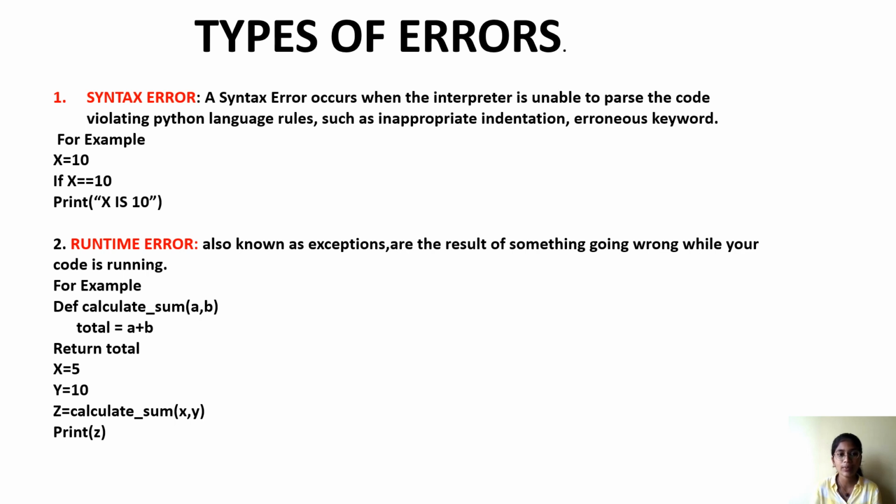Second one is runtime error, also known as exceptions, which are the result of something going wrong while your code is running. For example, define calculate_sum(a, b): total = a + b, return the total. If x = 5 and y = 10, z = calculate_sum(x, y). Print z. Our output will be 15.